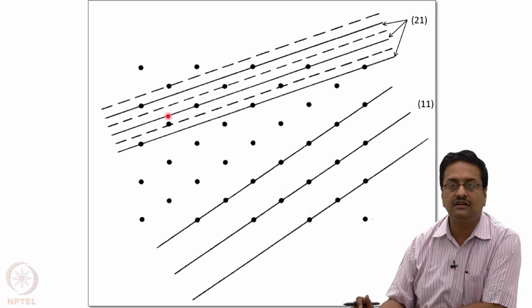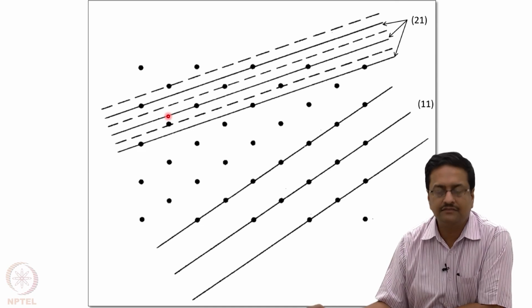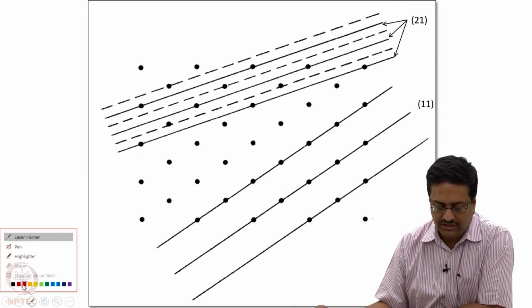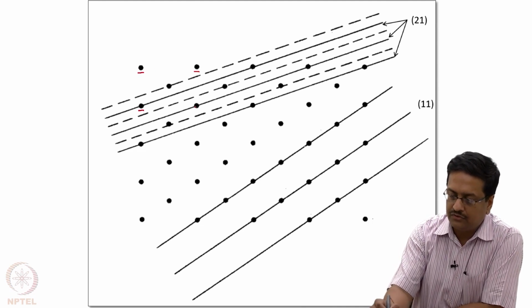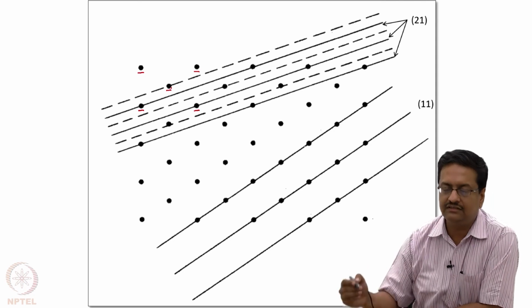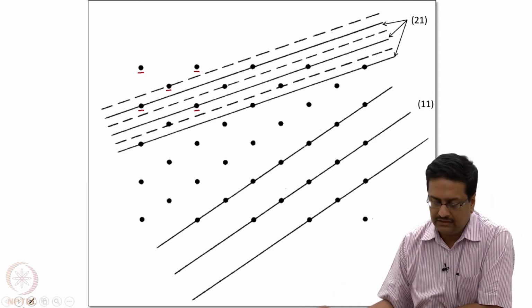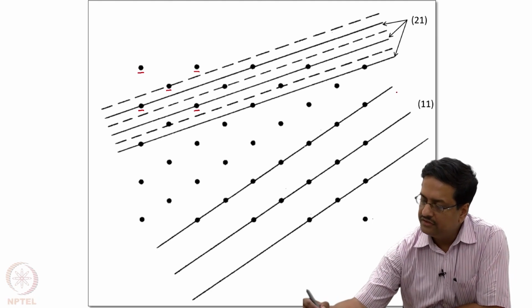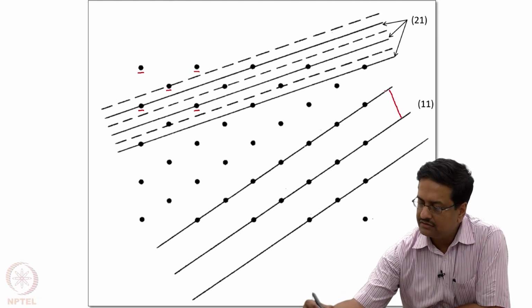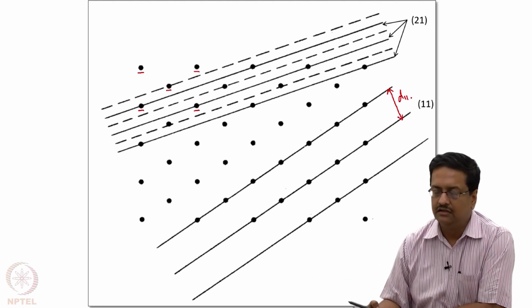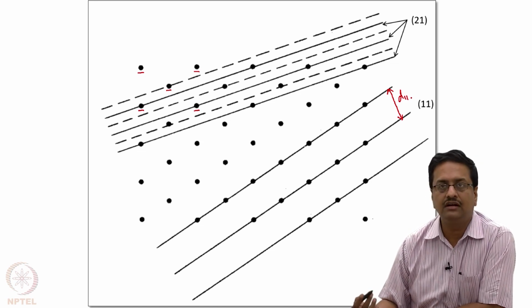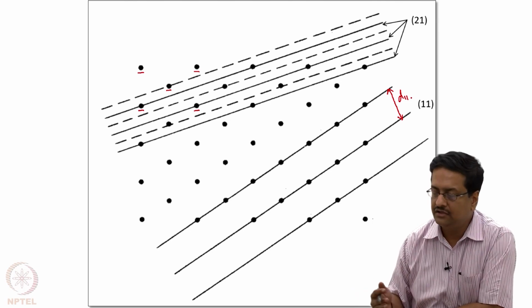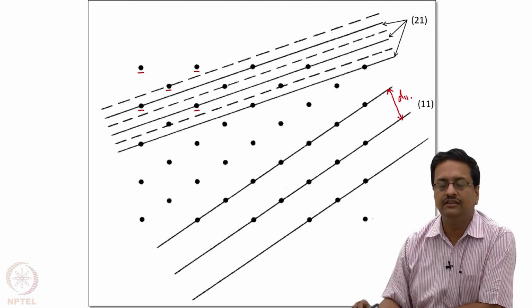But now if we consider a centered lattice in 2 dimensions where we have atoms at 4 corners and an atom at the center of the lattice, in that case, when we try to construct the 1, 1 set of planes where this distance is d1,1, there is no problem. A diffraction would occur at a suitable direction where the Bragg condition is met.